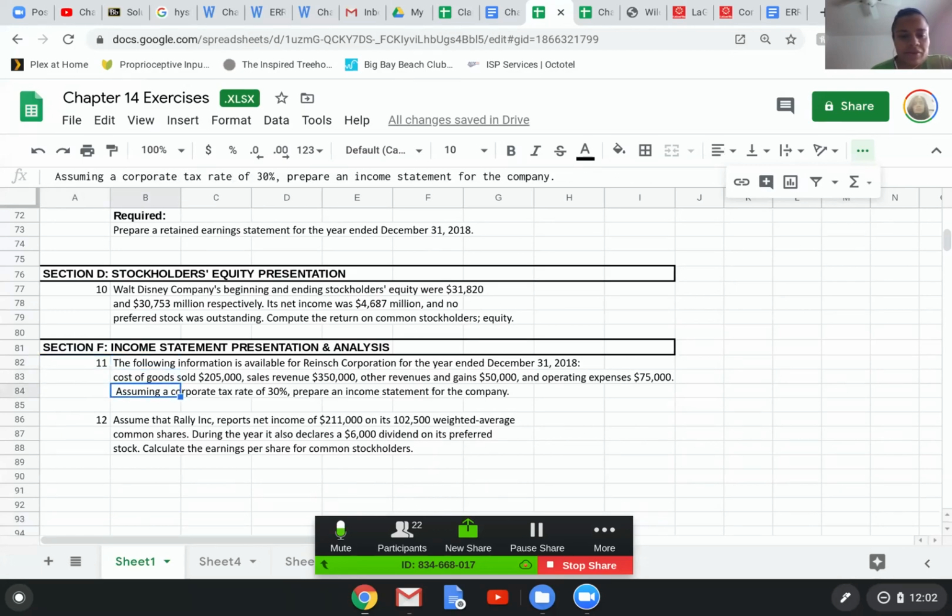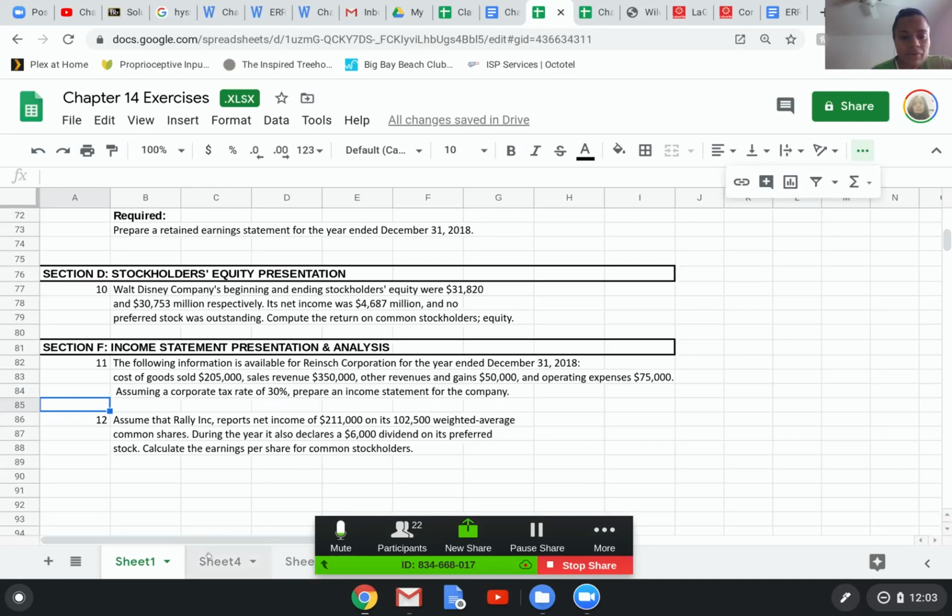The following information is available for Range Corporation for the year ended December 31, 2018. They have cost of goods sold of $205,000. They have sales revenue of $350,000, other revenues and gains of $50,000, and operating expenses of $75,000. Assuming a corporate tax rate of 30%, which again, like I said, is reduced over time, but for now, we're just going with what the question says. Prepare an income statement for the company.